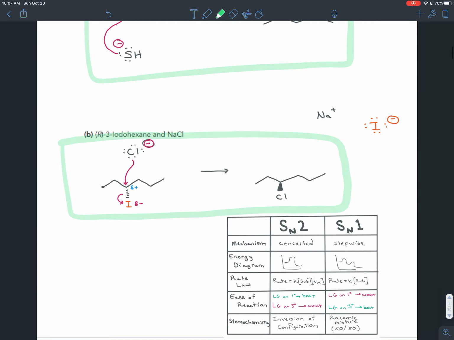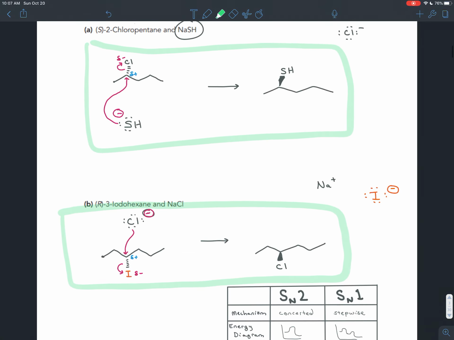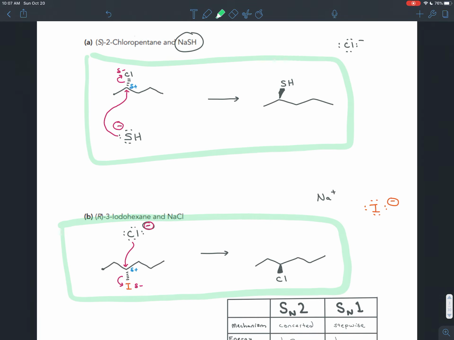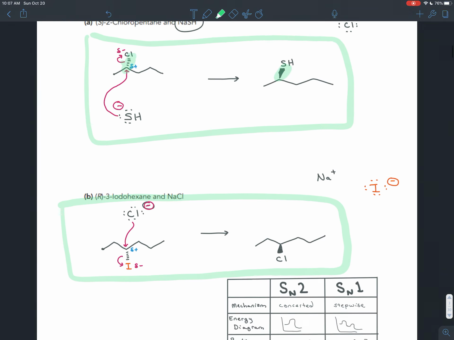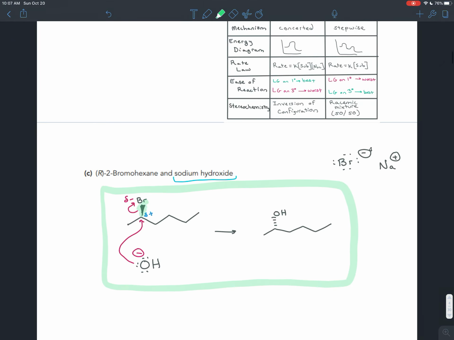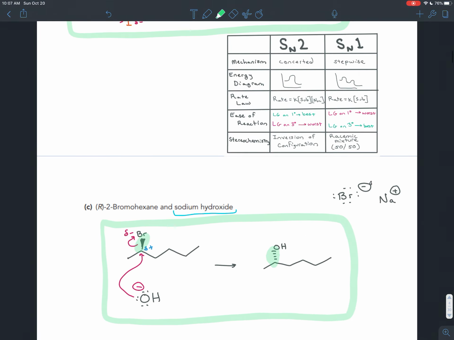So in each of these reactions, we drew the reagents. We were careful with the R and S naming. We drew the nucleophilic attack and loss of the leaving group at the same time, and we were careful to show inversion of configuration for each of these SN2 reactions.